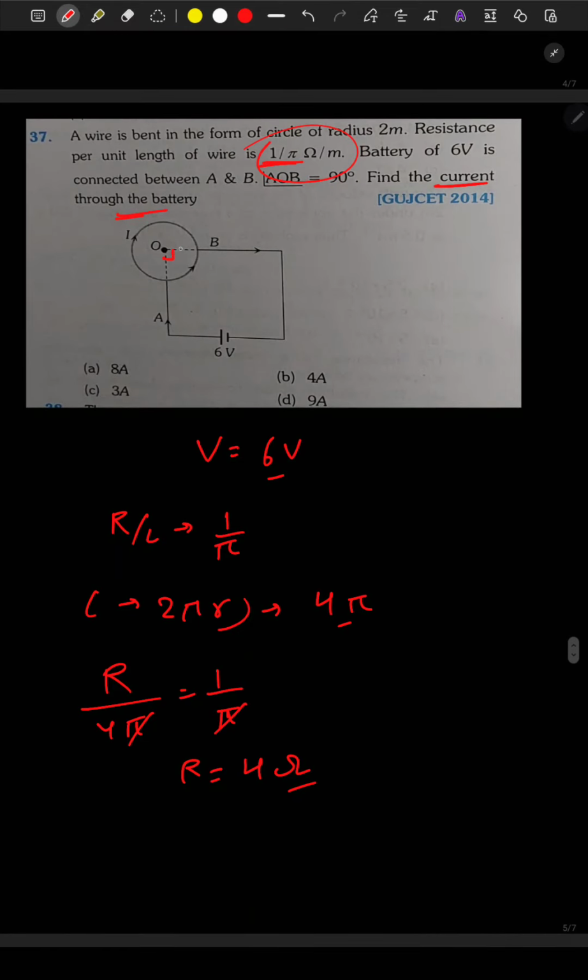the arc is of 90 degrees. So the length of this arc will be equal to r theta, which is equal to 2 into theta, which will be 90 degree, that is pi upon 2. So here length is pi, and for the other half the length will be 4 pi minus pi, which is equal to 3 pi. 4 pi is the total circumference and pi is the length of this arc. So this will be 3 pi.